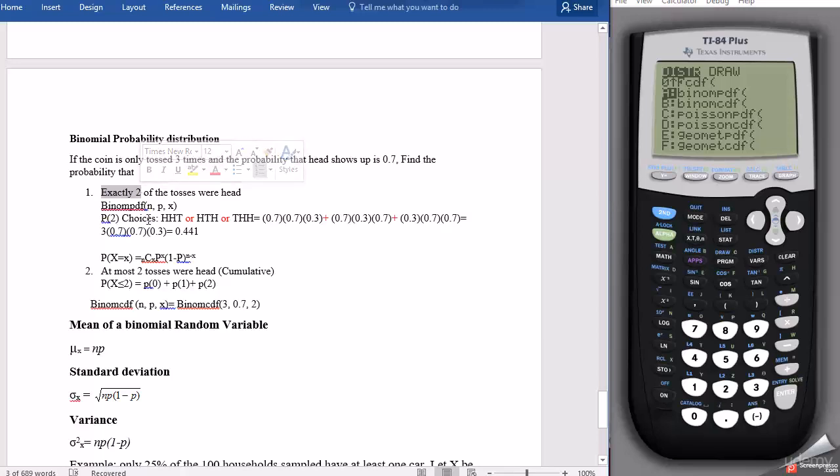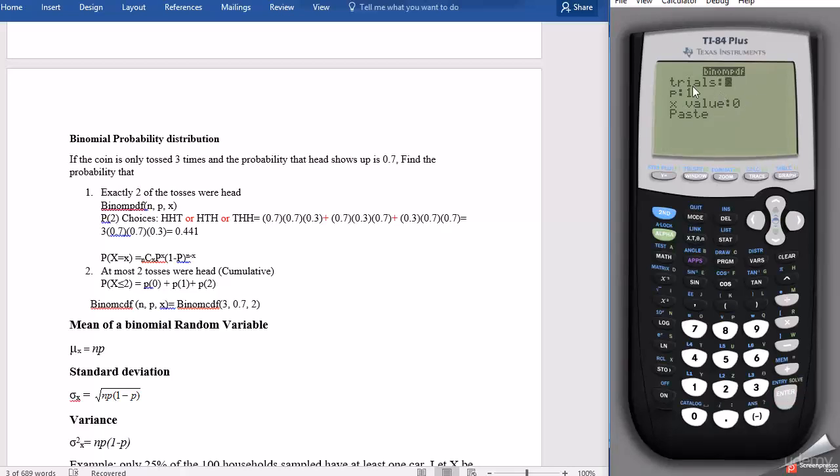If it involves more than two options, then we're going to use CDF. We're going to see that later. Exactly 2, exactly 3, exactly 4, then use PDF. So we're going to select A.